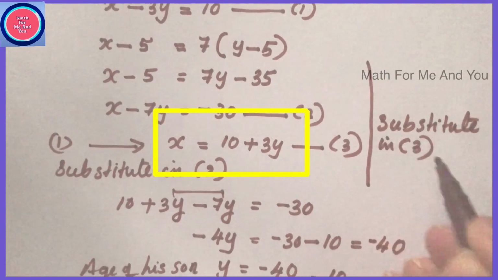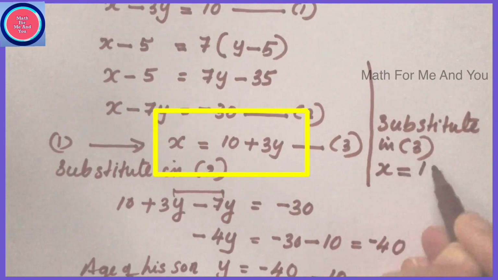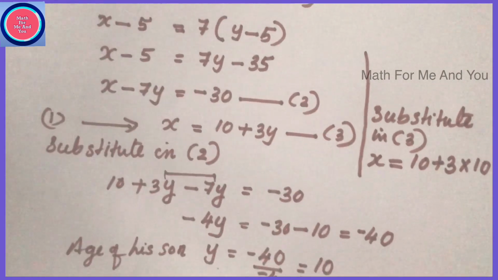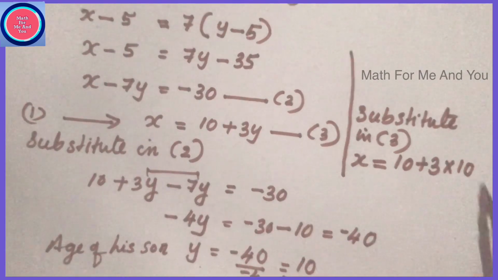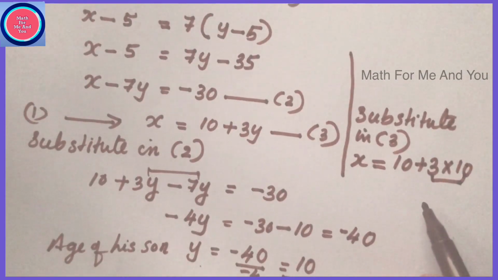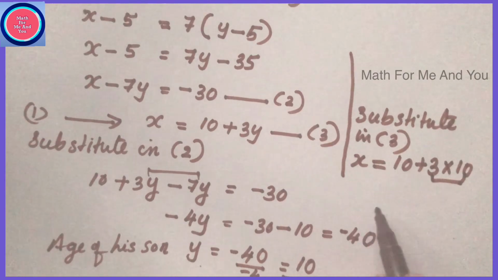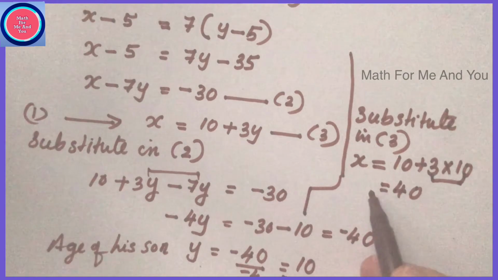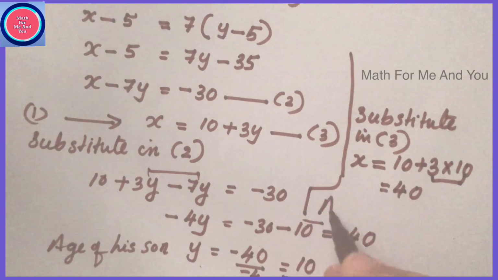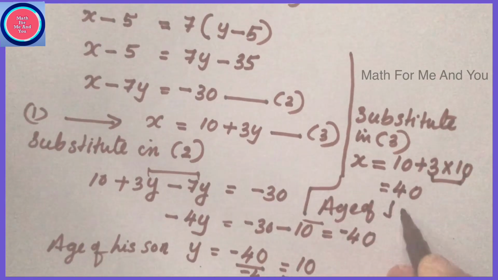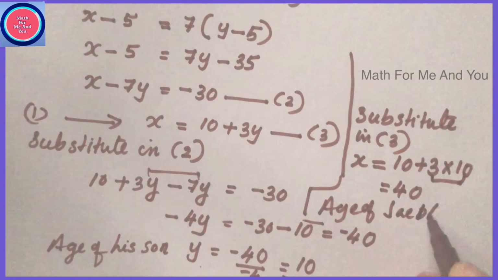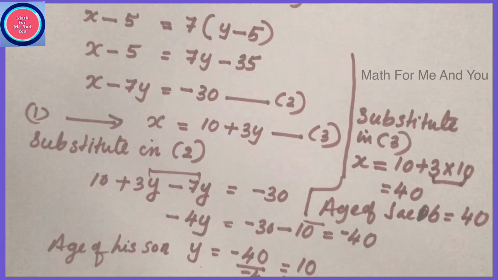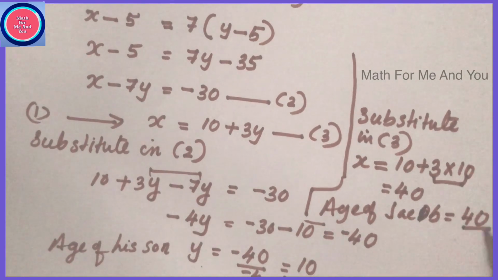Substitute in 3, then we get x is equal to 10 plus 3y. 10 plus 3 times 10 because y is 10. First multiplication, 3 times 10 is 30. The answer plus 10, 30 plus 10 is 40. We get x equals 40. What is x? X we have taken the variable as age of Jacob. We get age of Jacob is equal to 40. And already we have found age of his son is 10.